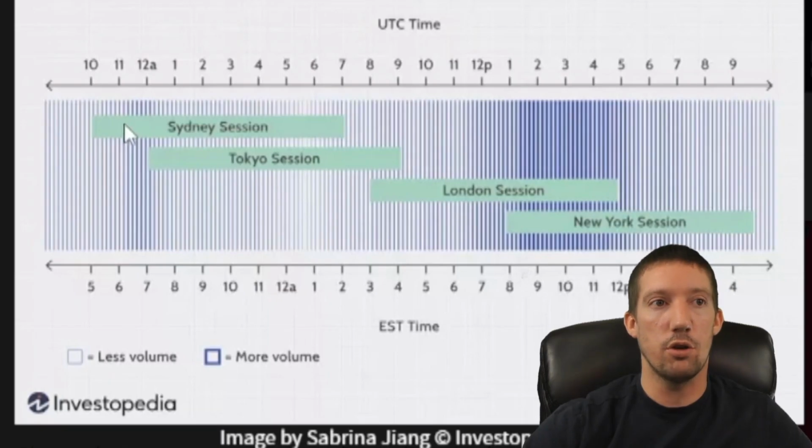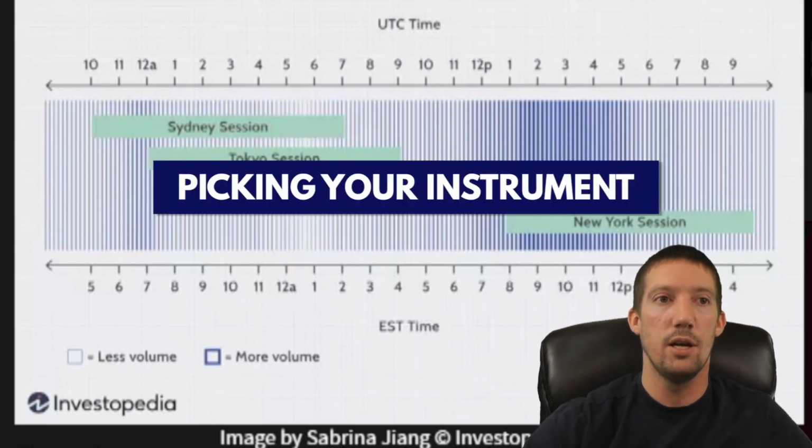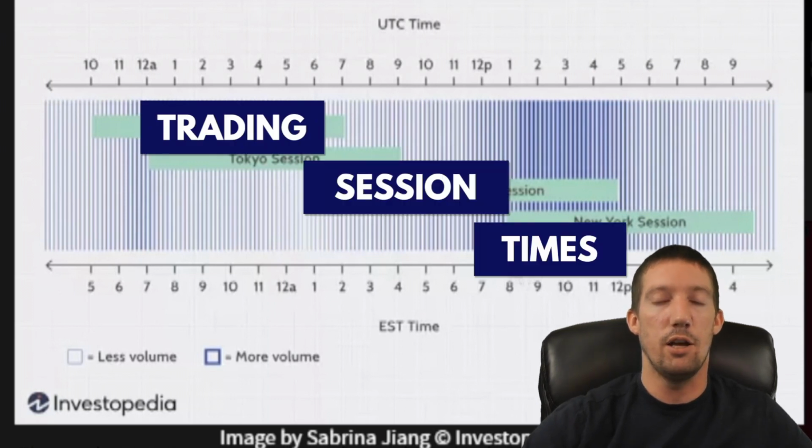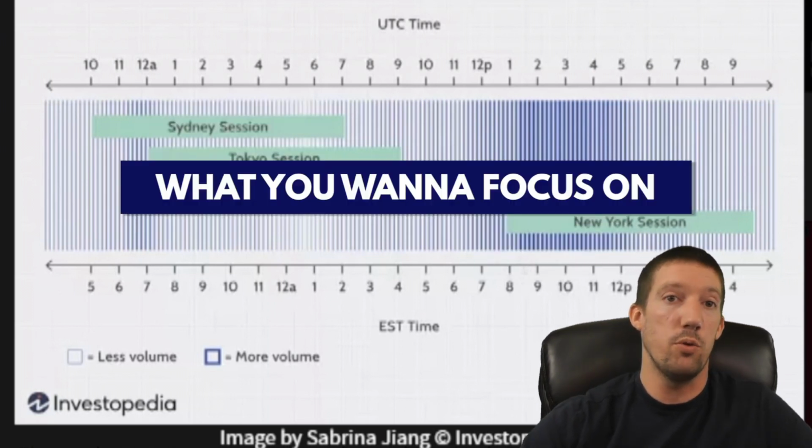You can also trade these other times as well. If you live across the world and maybe your schedule doesn't work for trading from 8 o'clock until noon, maybe you want to do the Sydney session or the Tokyo session. That's going to be up to you guys. So that's the third step, picking your instrument and using the trading session times and when you can trade as what you want to focus on.